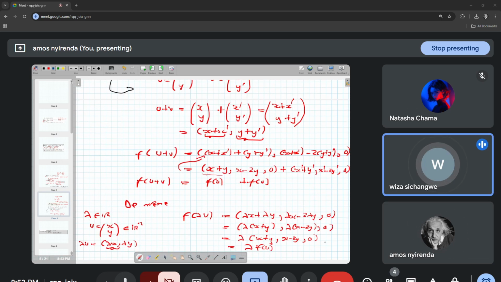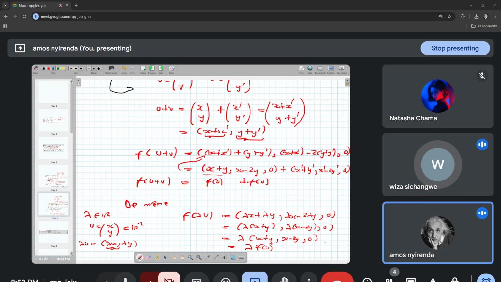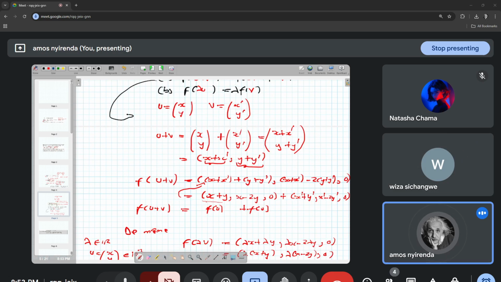Yeah, it's clear. Now let's suppose it was x minus y. In that case, if it's x minus y, yes, it will be a linear application. I mean, you have to check the two conditions. You first of all check the two conditions before concluding.